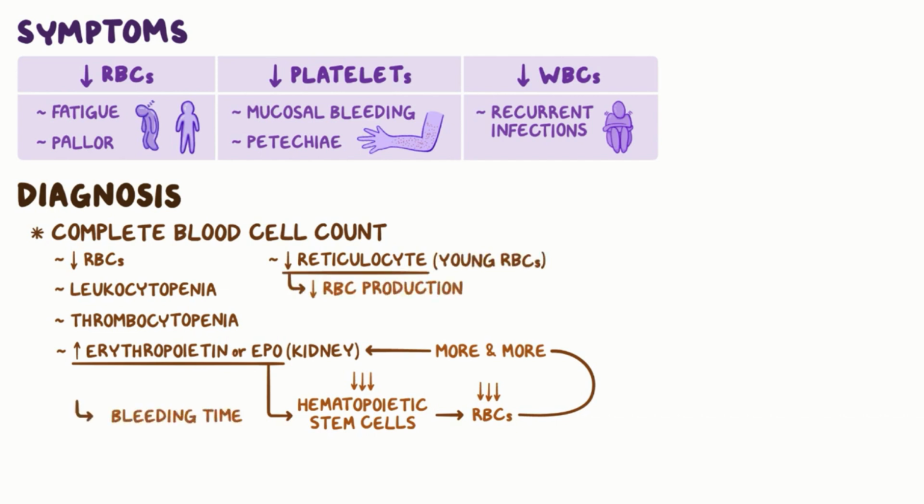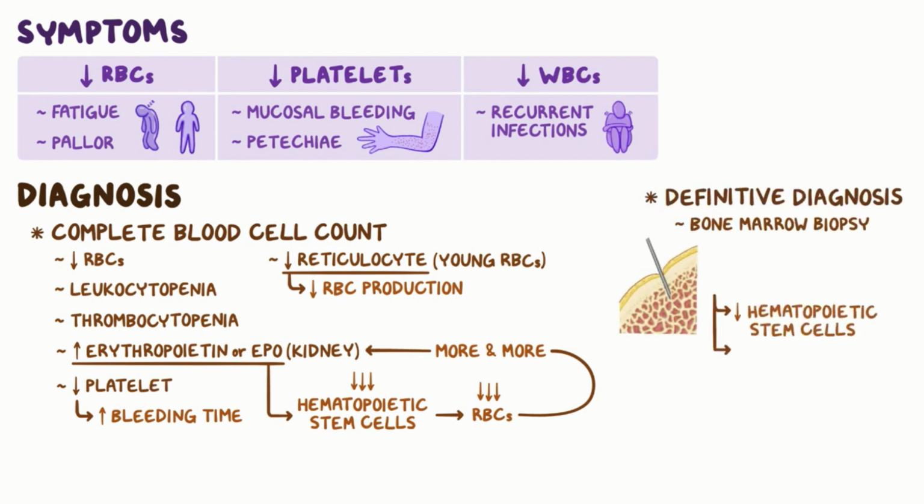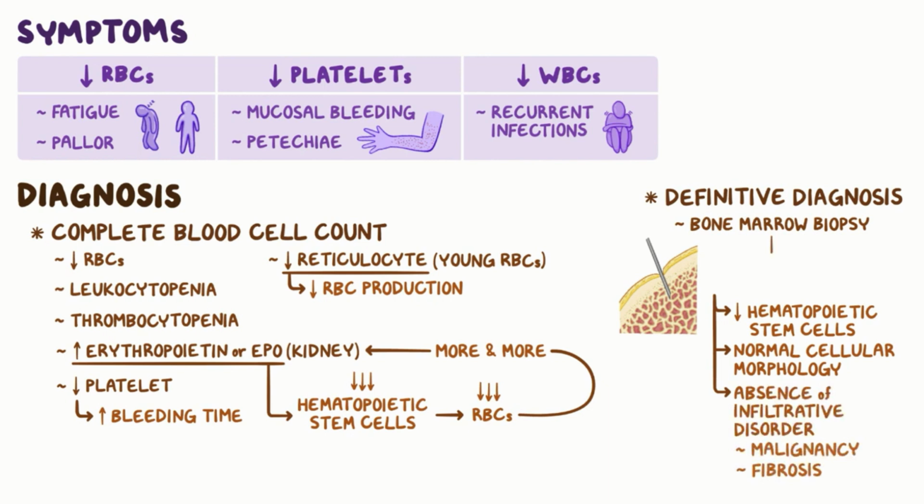Bleeding time may also be increased due to low platelet counts. Definitive diagnosis requires a bone marrow biopsy, which demonstrates profoundly low counts of hematopoietic stem cells with the normal cellular morphology in the absence of any infiltrative disorder like malignancy or fibrosis. This is also referred to as an empty marrow or dry tap.